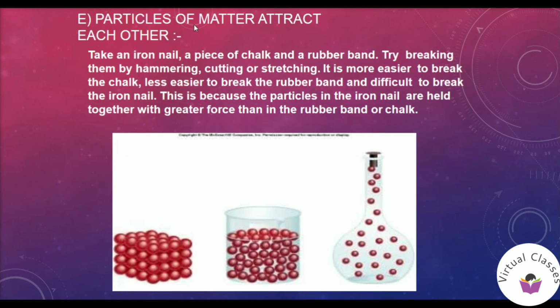Now, the next property is particles of matter attract each other. Take an iron nail, a piece of chalk, and a rubber band. Try breaking them by hammering, cutting, or stretching. It is easier to break the chalk, less easy to break the rubber band, and difficult to break the iron nail. This is because the particles in the iron nail are held together with greater force than in the rubber band or chalk.